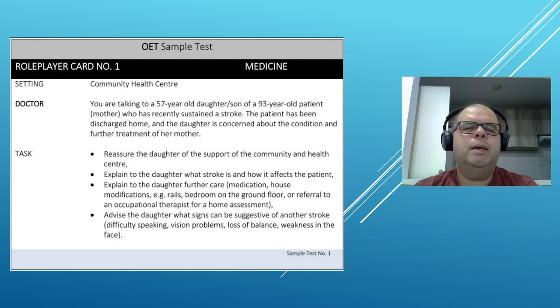The second point is called doctor. Here you will find out why the patient has come to see you or why you are talking to the patient. Sometimes you might have the name of the patient in this part of the card. In case you don't have it, you should quickly decide if you will ask the patient's name during the 3-minute preparation or in the beginning of the task.